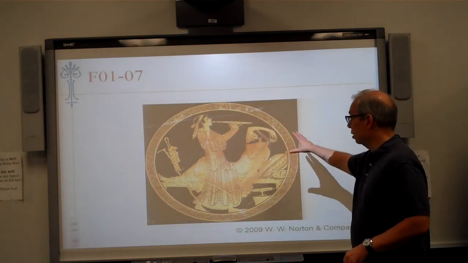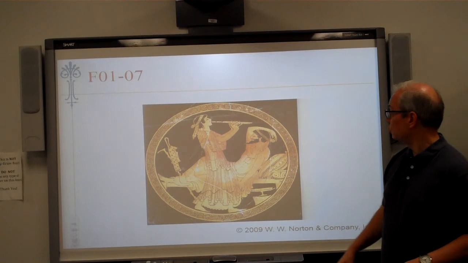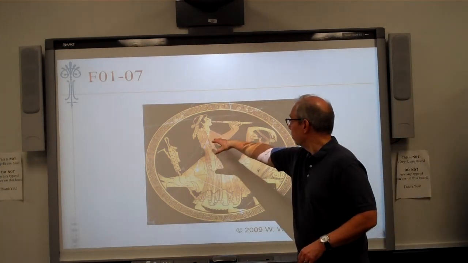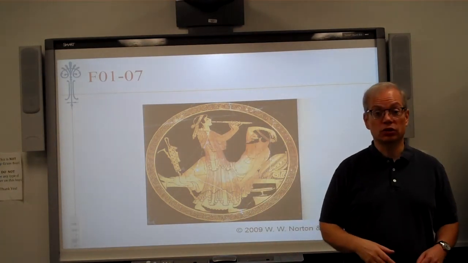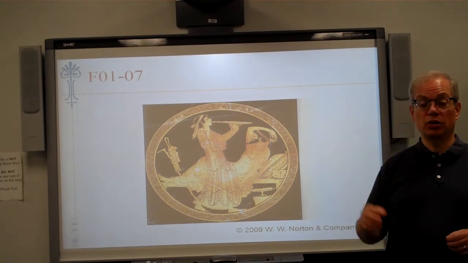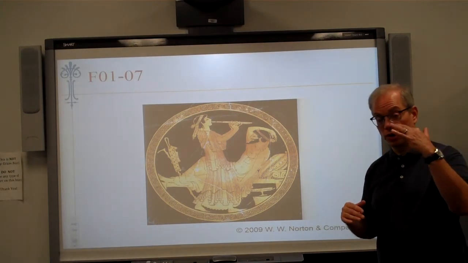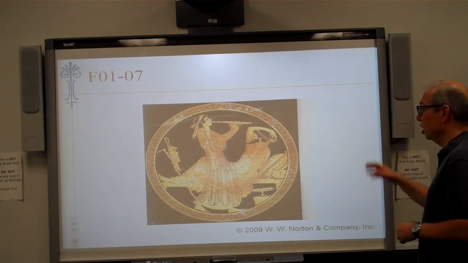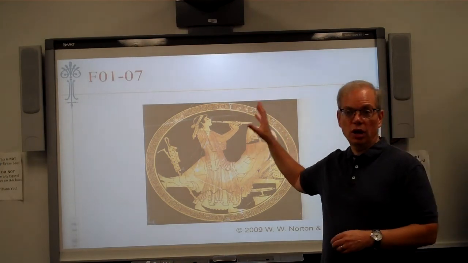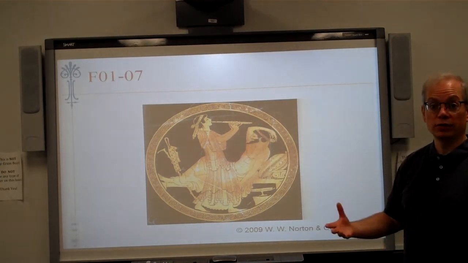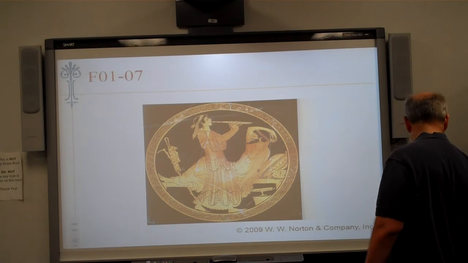It's a great example. This is a highlight from the side of a vase. It's a man playing an aulos, which is a two-piped instrument. One of the pipes serves as a drone. The other one has fingering so you can change the pitch. There are hundreds of images like this showing the different instruments and the way the music was used.